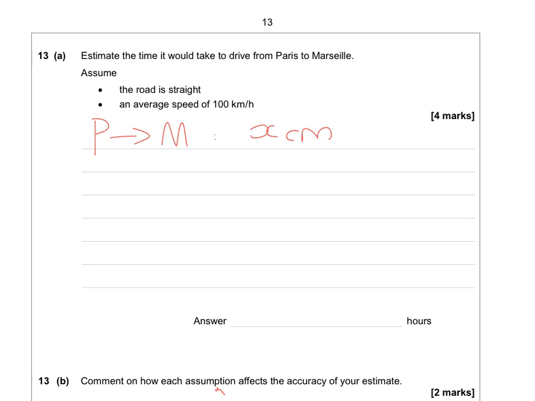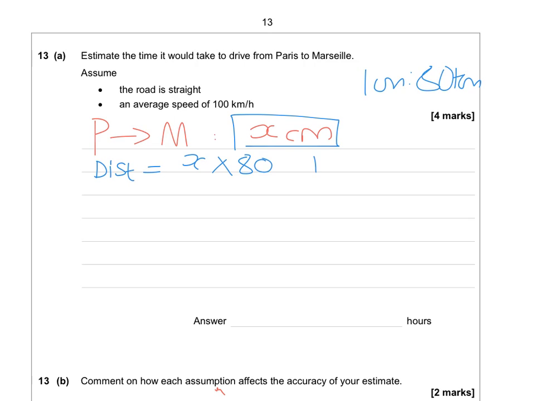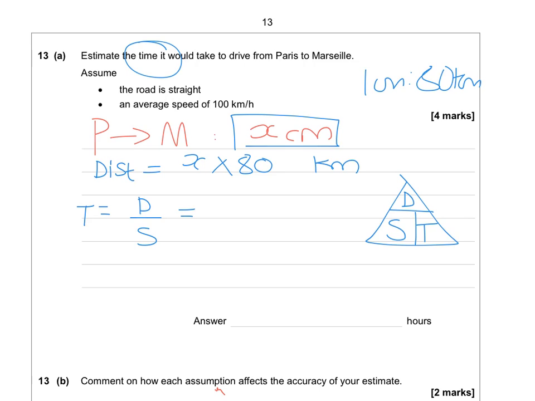Now we know that the scale is 1 centimetre represents 80 kilometres. So if our distance is x centimetres, the actual distance will be x multiplied by 80, and this converts it to kilometres. We then need to work out time, so using speed equals distance divided by time, time is equal to distance divided by speed, which is our distance of 80 multiplied by x divided by the speed of 100 kilometres per hour, and our answer needs to be written in the answer space here in terms of hours. So we might have 6.4 hours. The question hasn't asked for hours and minutes in this particular case.